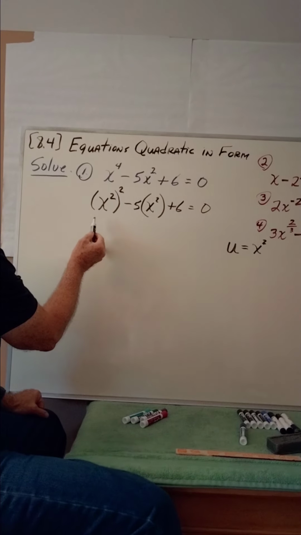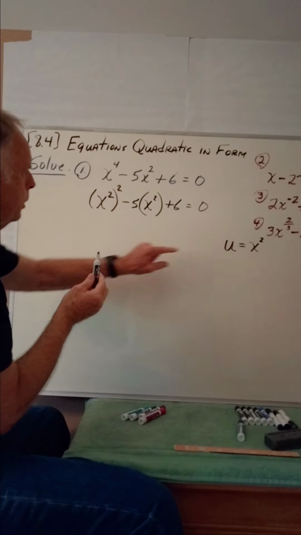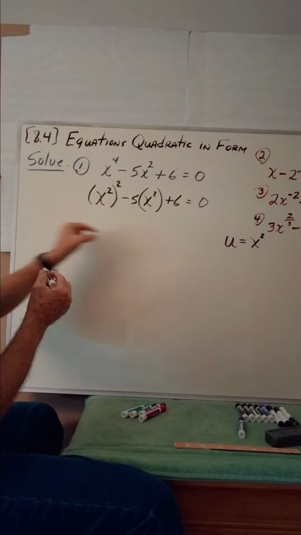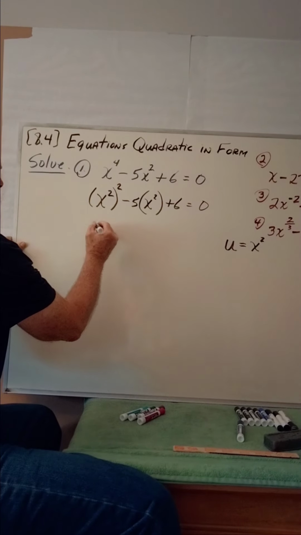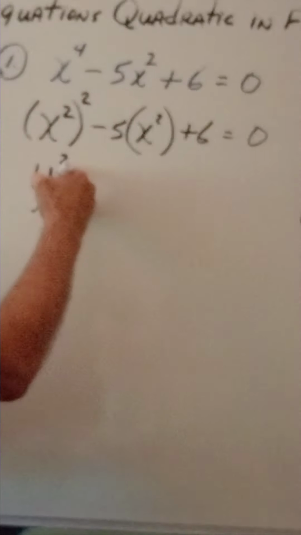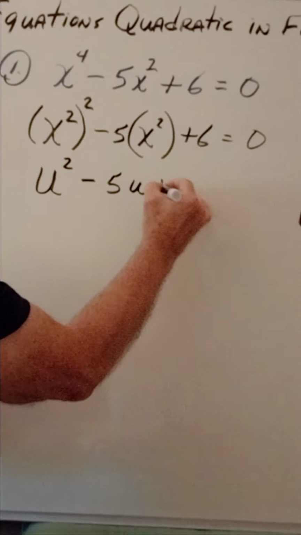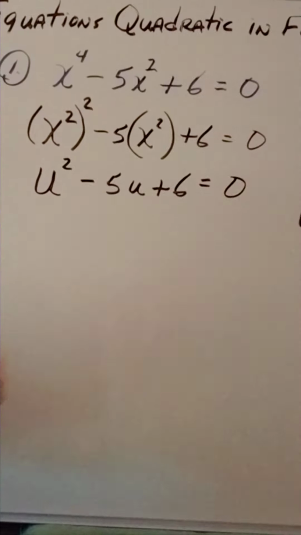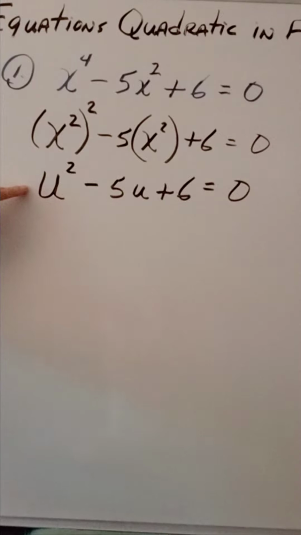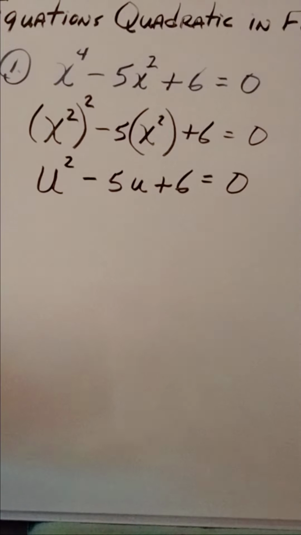Now we're going to substitute. It says u is equal to x squared. So we're going to substitute u wherever we see x squared in this equation. So we see it here, so we'll substitute u in place of that x squared, and we'll have u squared, negative 5u plus 6 is equal to 0. And now we'll take this quadratic equation. Now it's quadratic. And now we're going to solve this quadratic by factoring.